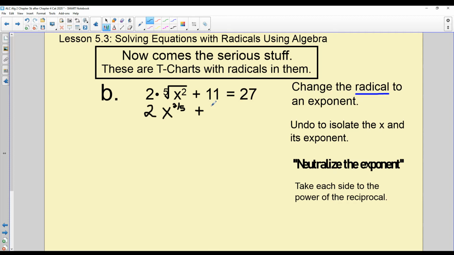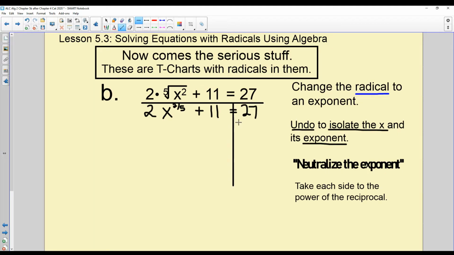All right. So then we're going to bring in our t-chart and we're going to undo so that we can isolate the x and its exponent. We don't want to do anything with reciprocals, anything like that, until we have safely gotten that all by itself. So the next question is, are we going to undo the times 2 first or the plus 11? The correct answer is we're going to get rid of the plus 11.